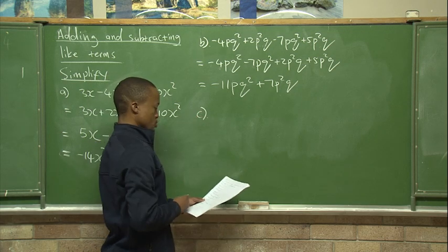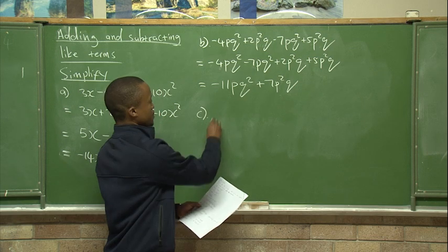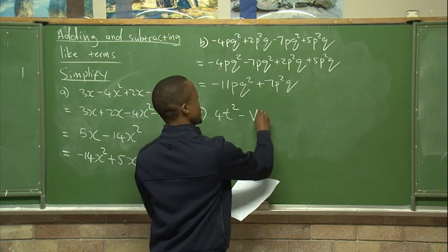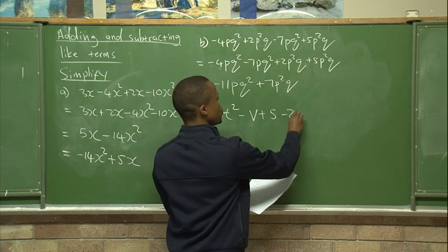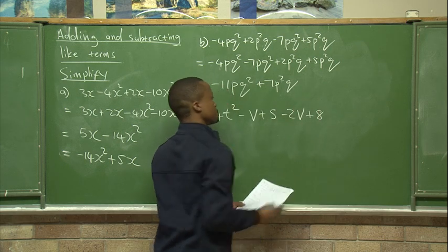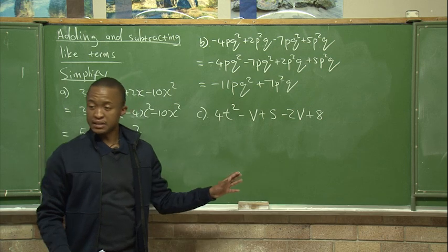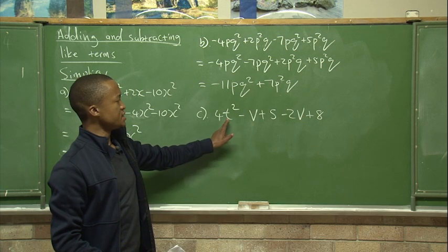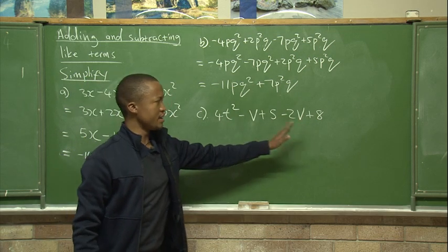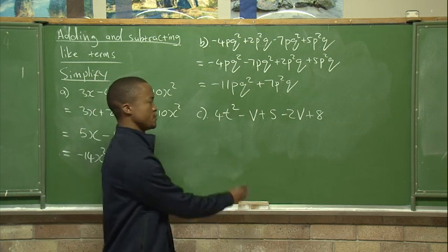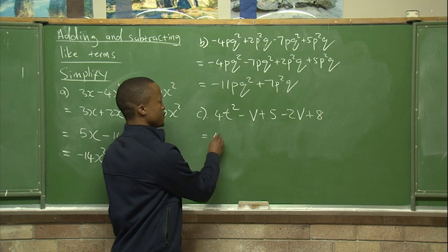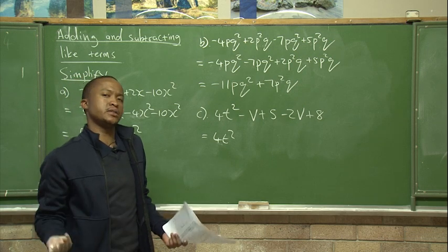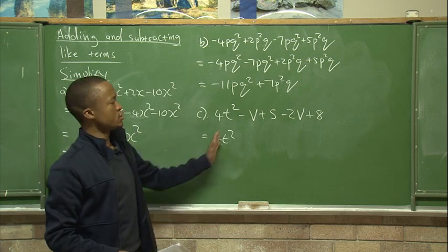Right, and then this one, that deals with like terms as well. So we have 4t squared minus v plus 5 minus 2v plus 8. So here again, we're adding and subtracting. Now that we're adding and subtracting, we identify like terms. First term contains a variable of t. Is there any other term that is a variable of t? There is no other term that is a variable of t. So simply means the 4t squared, we will continue to write it, but we're not grouping it with any other term because it does not have a like term.